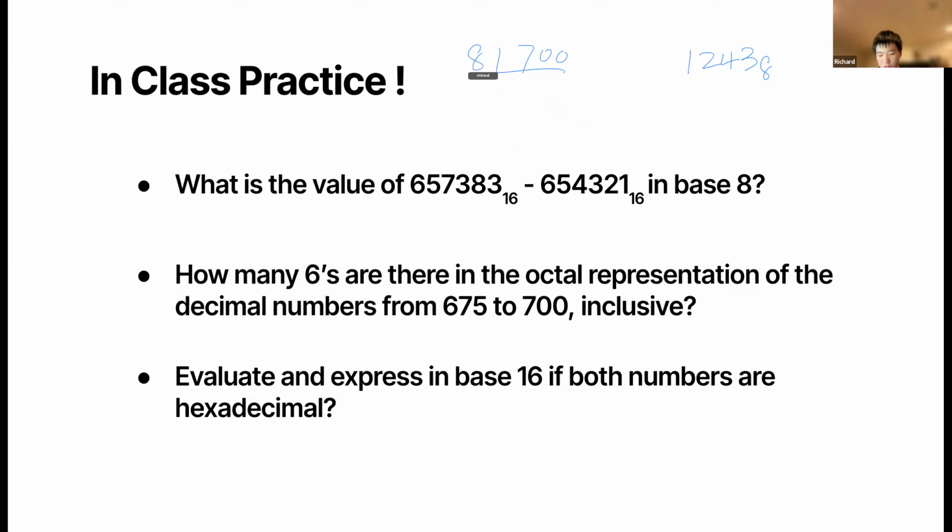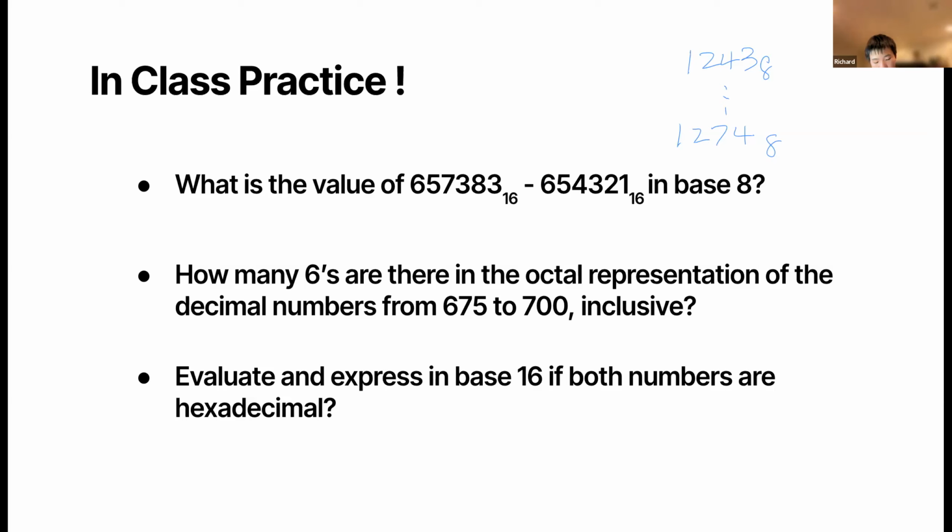Okay, so let's first do the reverse division. So once again, this is 8, and then 60 divided by 8. So this has a remainder of 4. So this is with a remainder of 7. Okay, so we have from 1243 all the way to 1274 in base 8. And now we have to count how many 6s are in the numbers between and including 1243 and 1274.